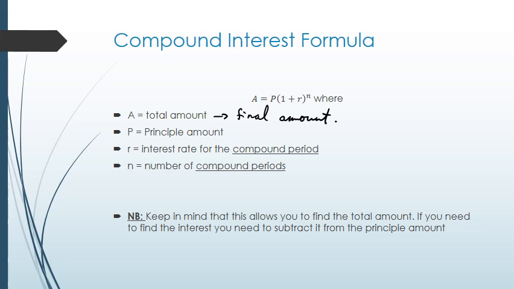Anyway, so we're going to look at the compound interest formula and how we can calculate these things by knowing the compound period. So keep in mind that this lets you find the total amount. If you need to find the interest, you need to subtract the principal amount.